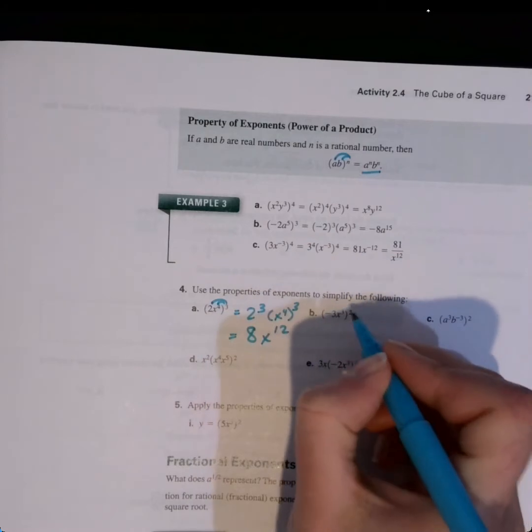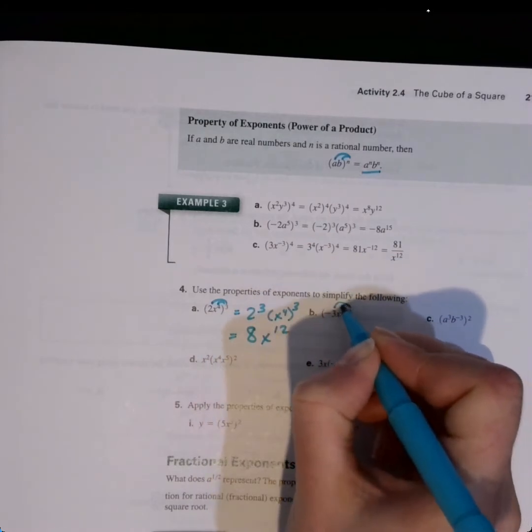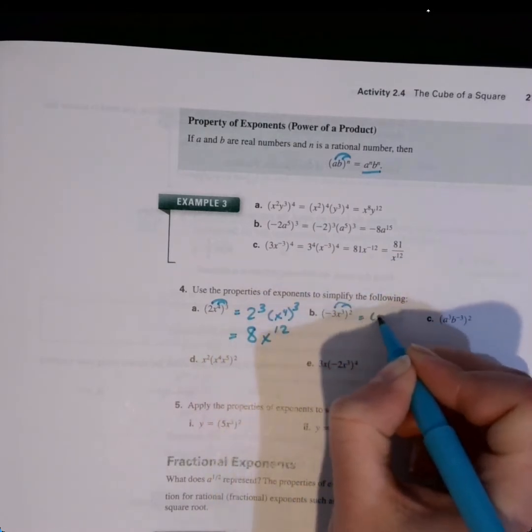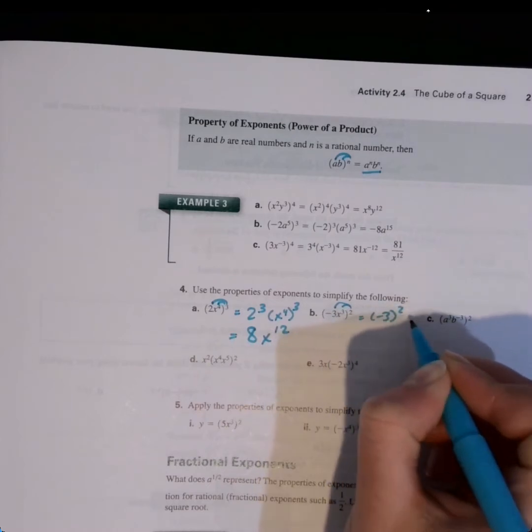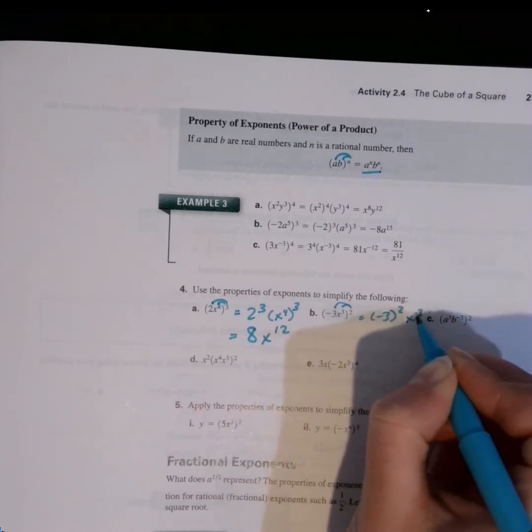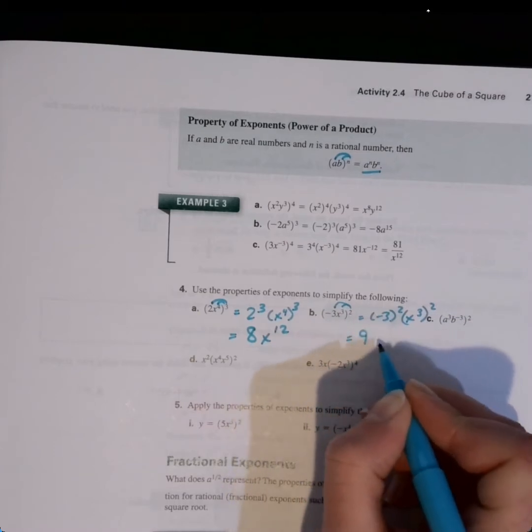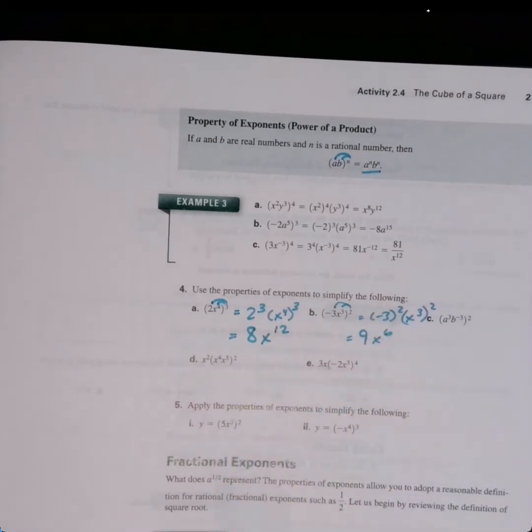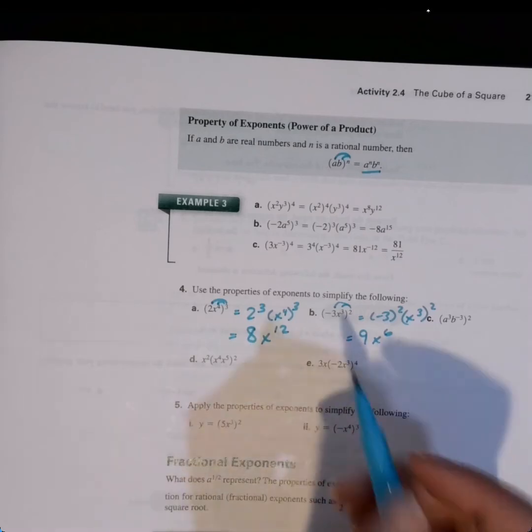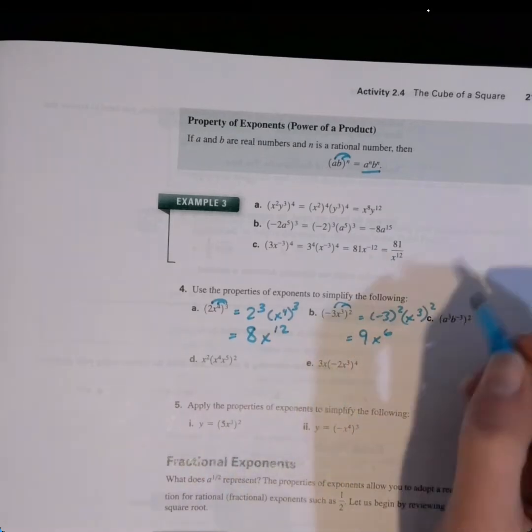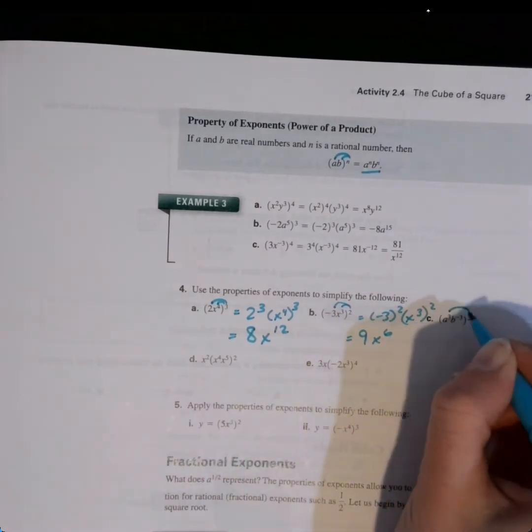All right, again, this power 2 is going to distribute to both of these. So the -3 is going to be squared, and the x to the 3rd is going to be squared. So -3 squared is 9, x to the 3rd squared is x to the 6th. We don't have to write down that first step all the time. We can just go ahead and do the multiplication once we become more comfortable with it. So we'll do that here.